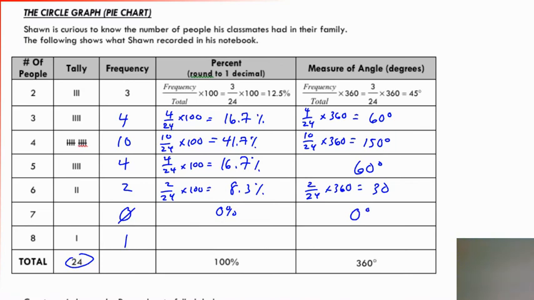And then 1. Okay, well, 1 divided by 24 times 100 is 4.2%. Okay. And one last one here. 1 divided by 24 times 360 is 15 degrees. Okay, so this adds up to 24. This should add up to 100. This should add up to 360.